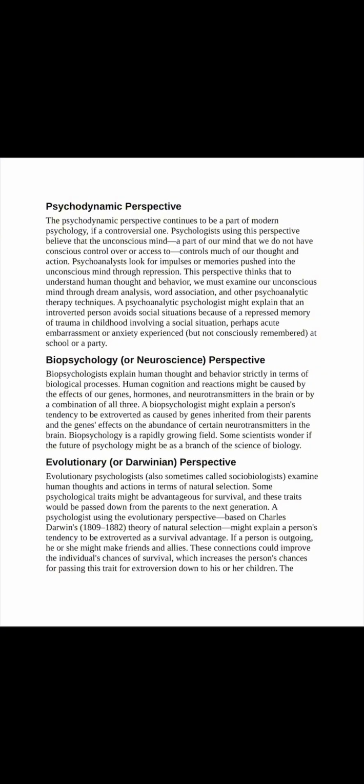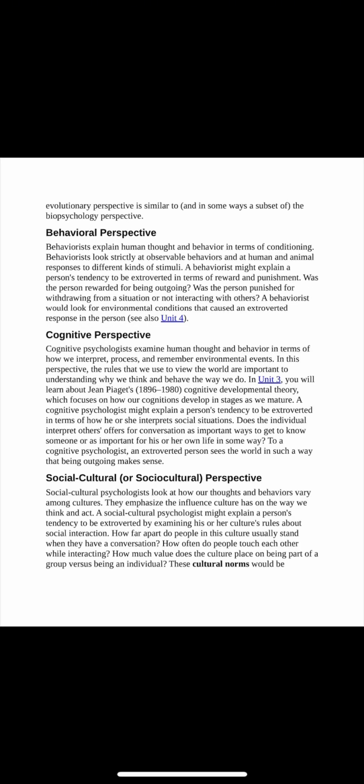A psychologist using the evolutionary perspective, based on Charles Darwin's 1809 to 1882 theory of natural selection, might explain a person's tendency to be extroverted as a survival advantage. If a person is outgoing, he or she might make friends and allies. These connections could improve the individual's chances of survival, which increases the person's chances of passing this trait for extroversion down to his or her children. The evolutionary perspective is similar to, and in some ways a subset of, the biopsychology perspective.